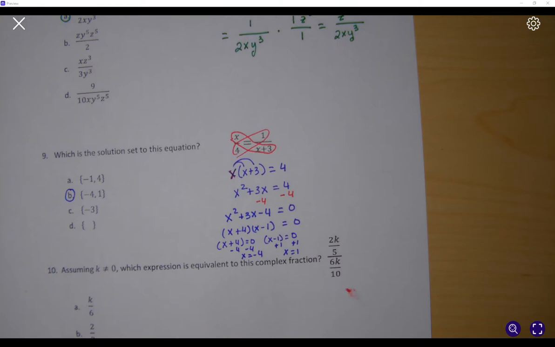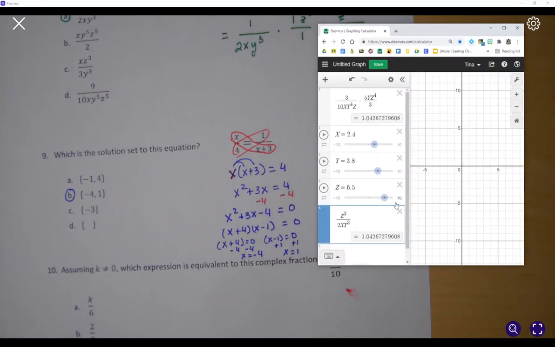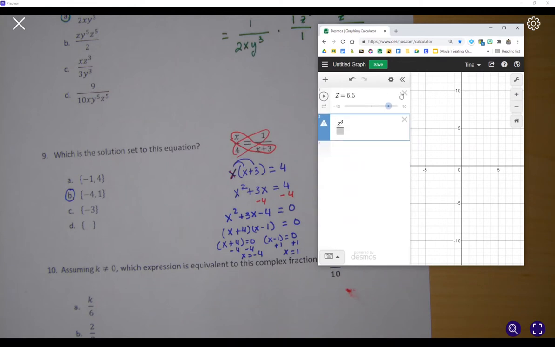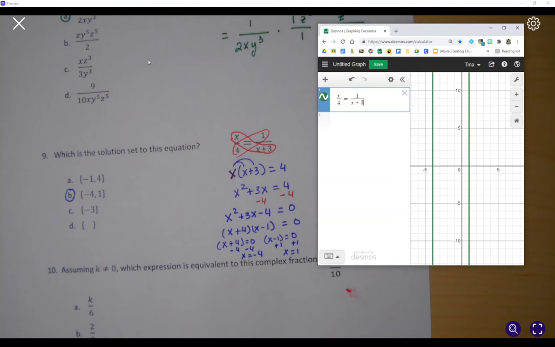I do want to show you that Desmos does all this for you. All you have to do is type up the equation. So you're going to take all this off, and plug the original in Desmos. Just always use x. You want to graph this now, so you don't want to use a capital. x over 4 equals 1 over x plus 3. And then there you go.